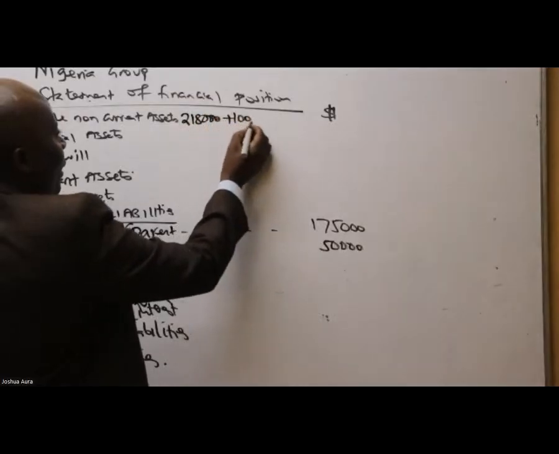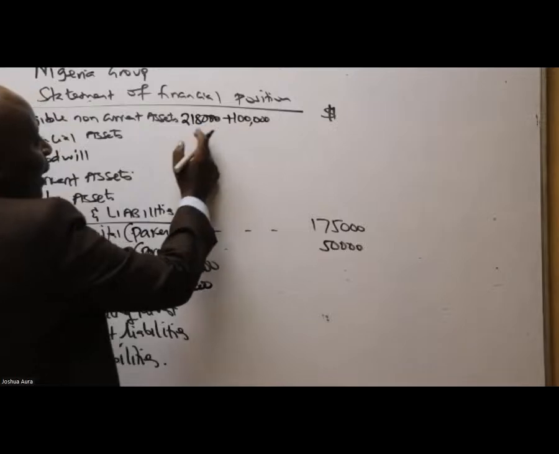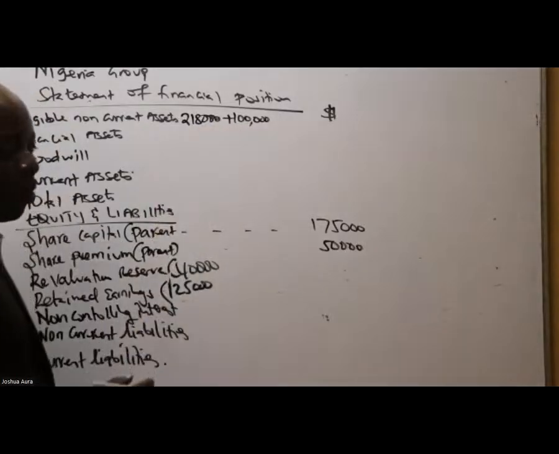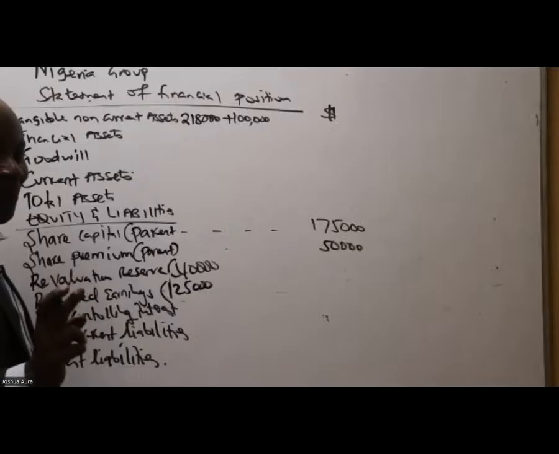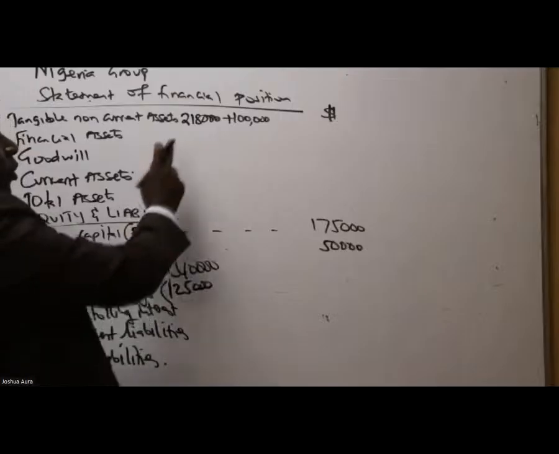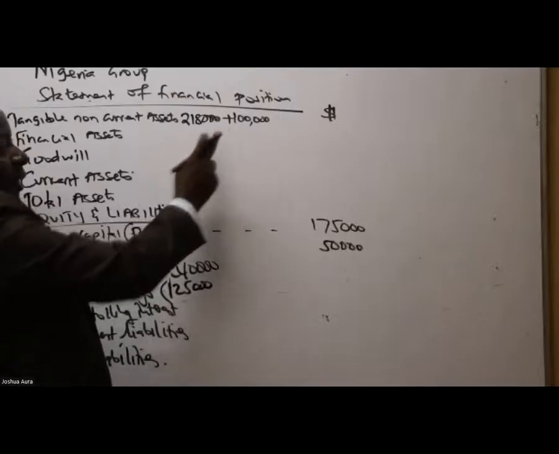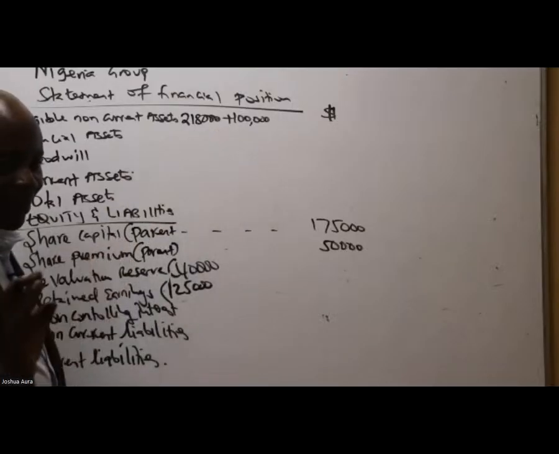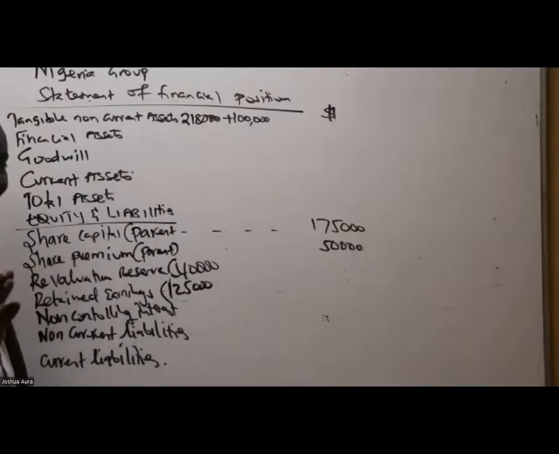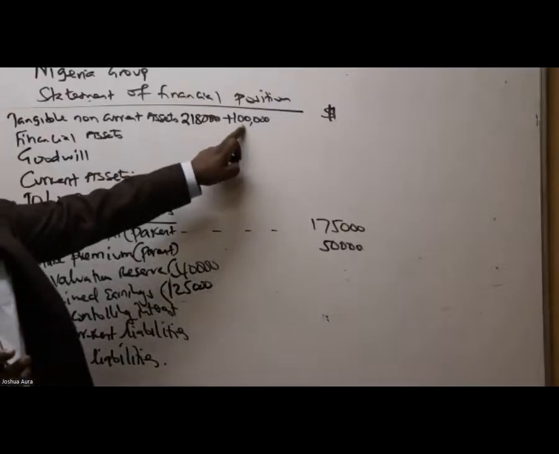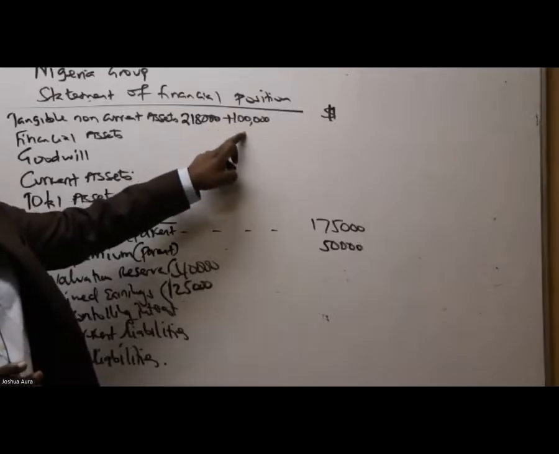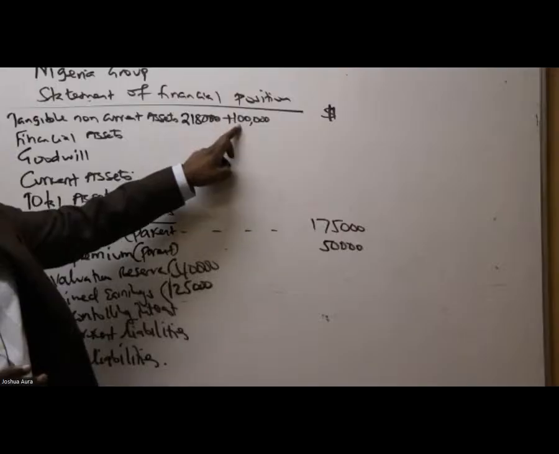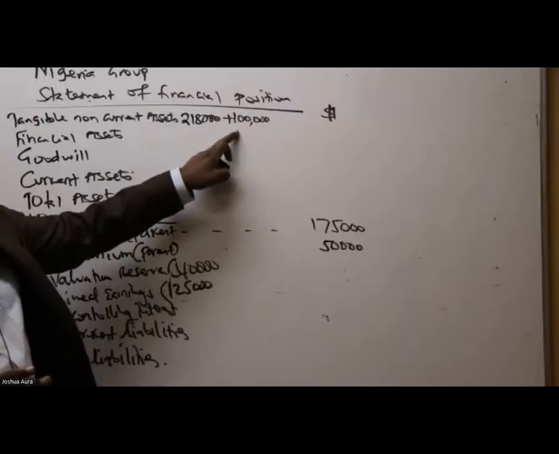But now remember that these currencies are not compatible. You can't do that. Remember, these are dollars and these are DNs. They're not compatible, meaning that I have to translate this 100,000. We normally translate figures of the subsidiary. You always translate figures of the subsidiary.